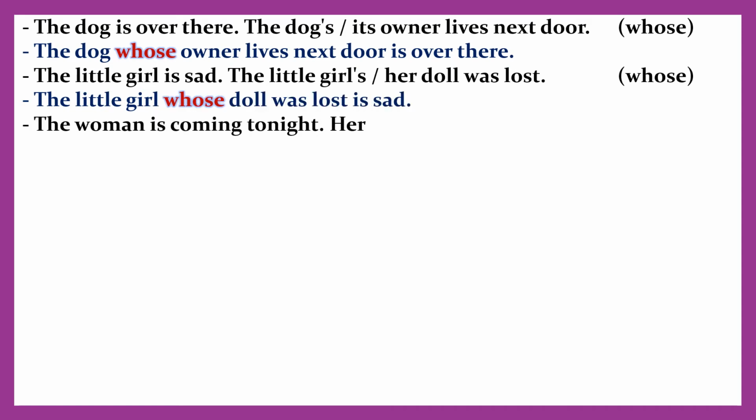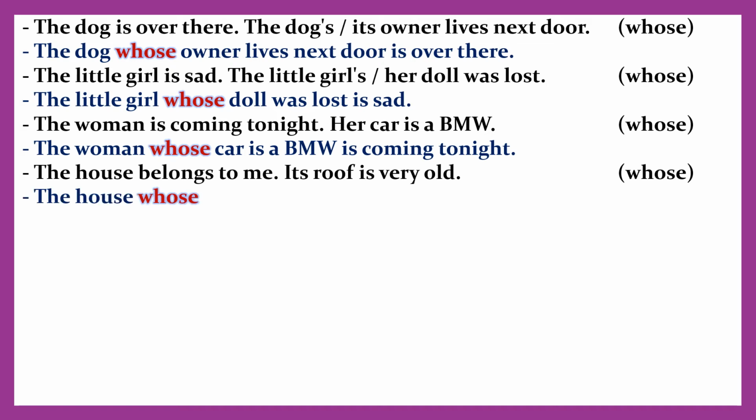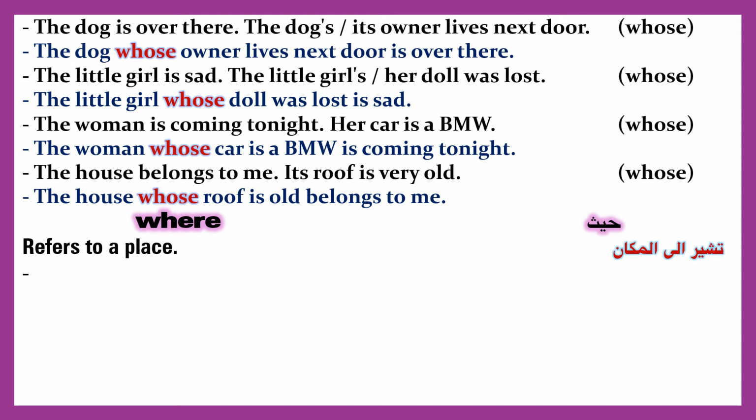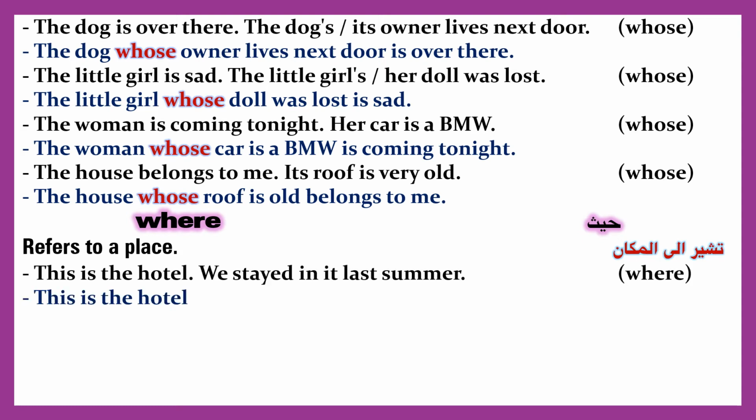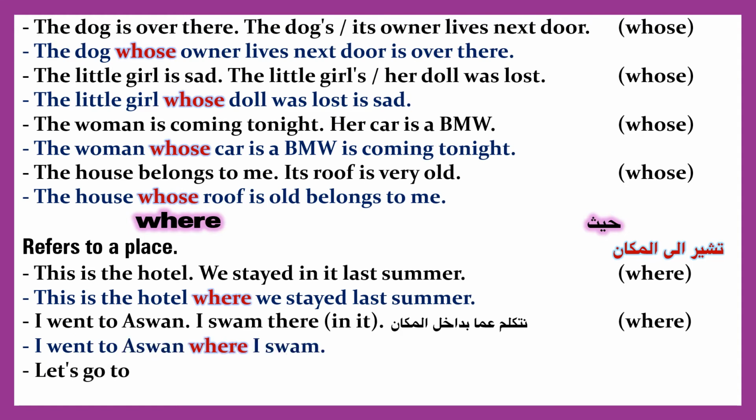The little girl is sad. The little girl's, her doll was lost. Whose. The little girl whose doll was lost is sad. The woman is coming tonight. Her car is a BMW. Whose. The woman whose car is a BMW is coming tonight.